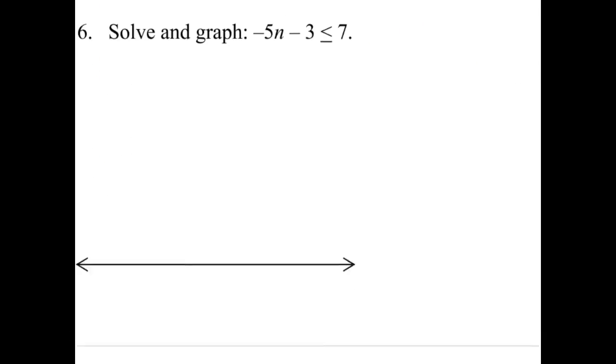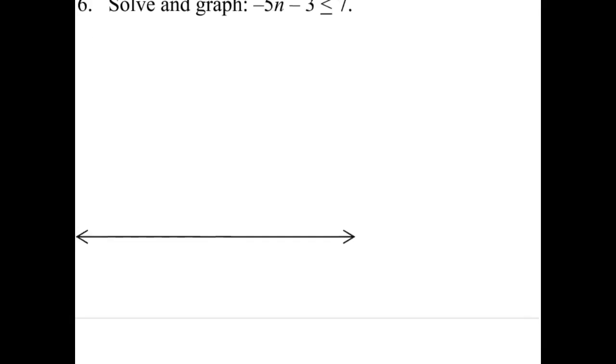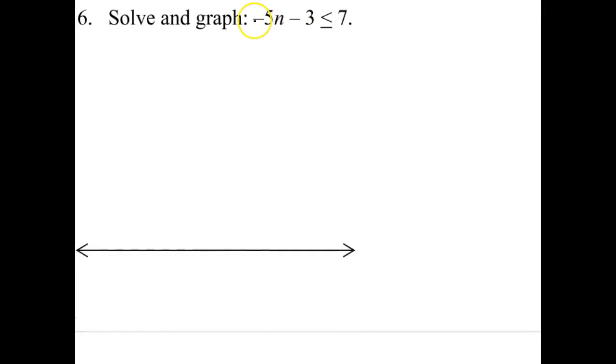Okay, solve and graph number 6. Now from the very beginning, I can see that this coefficient is negative. So I'm going to end up dividing by a negative, which means I'll have to flip the sign. So my final answer should have a greater than or equal to in it. That's something you can identify from the very beginning just by seeing that there's a negative on the coefficient in front of the variable. So keep that in mind.